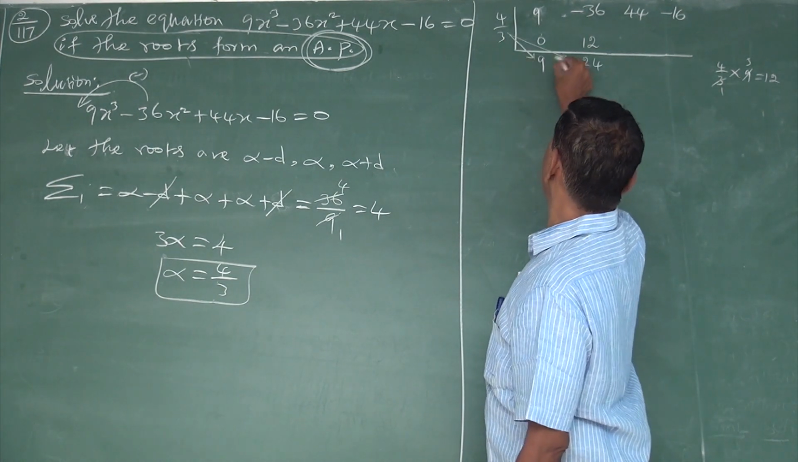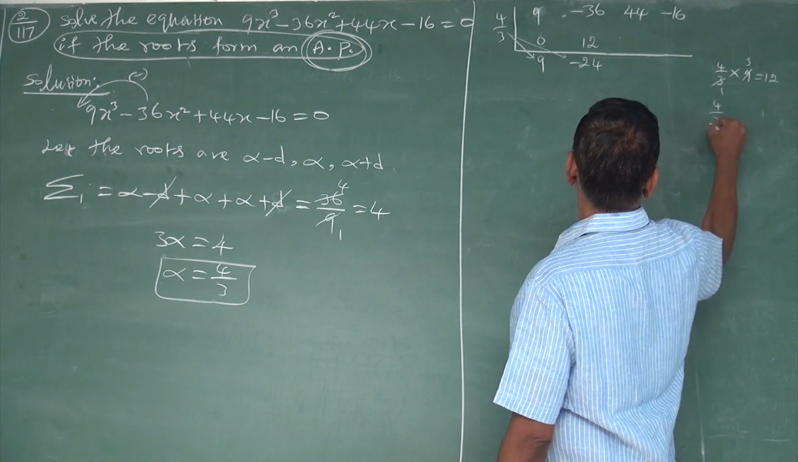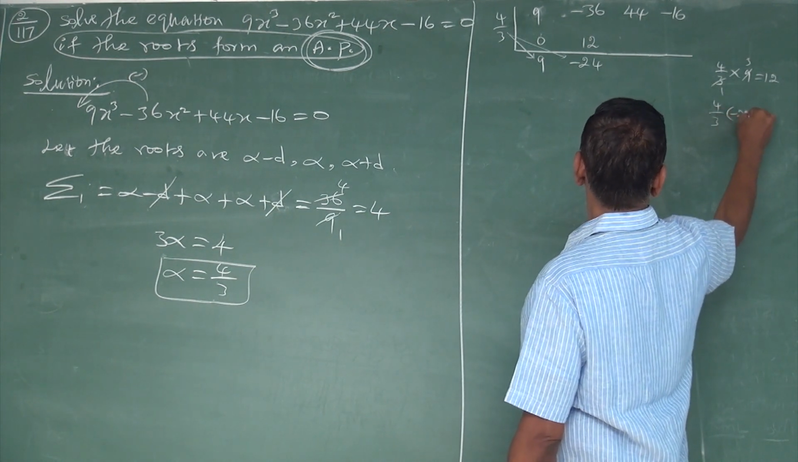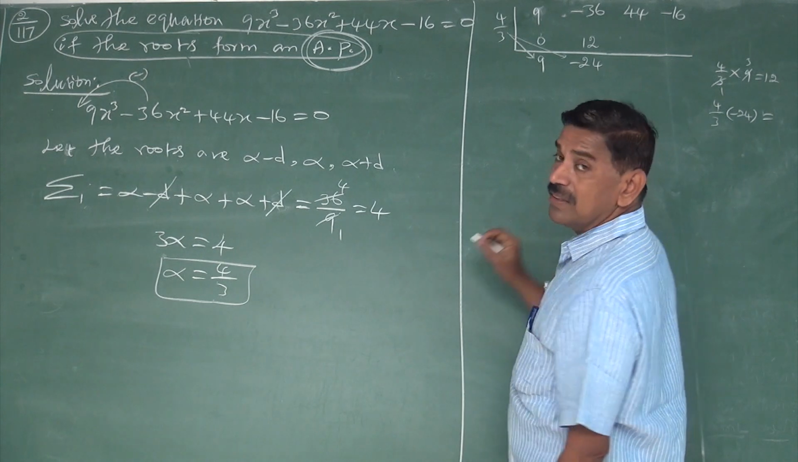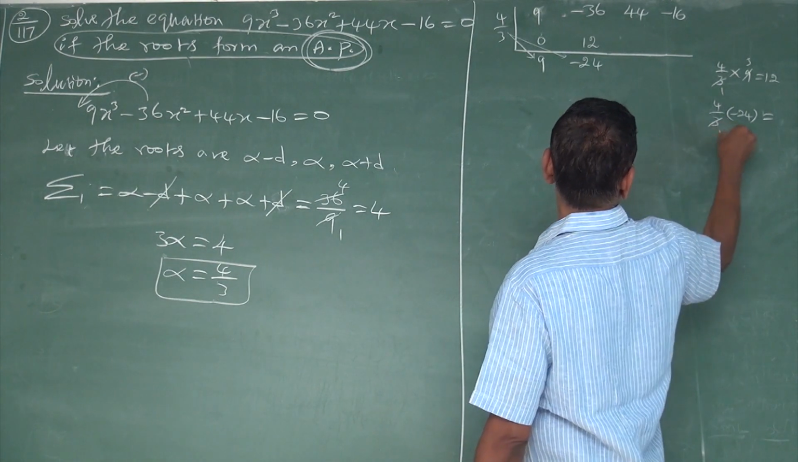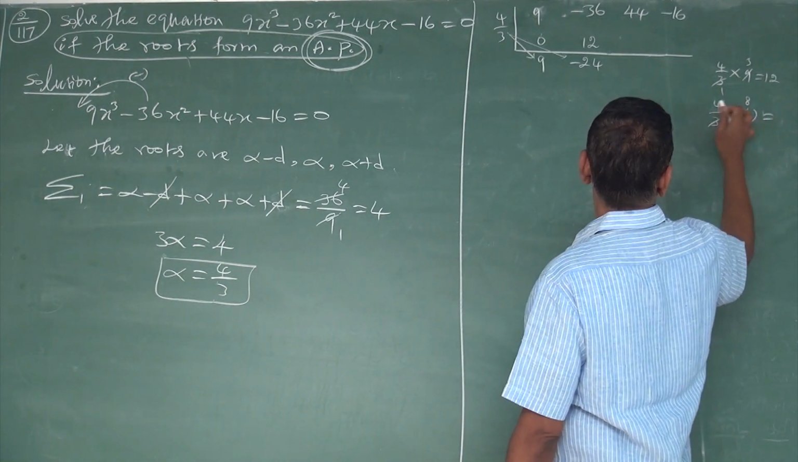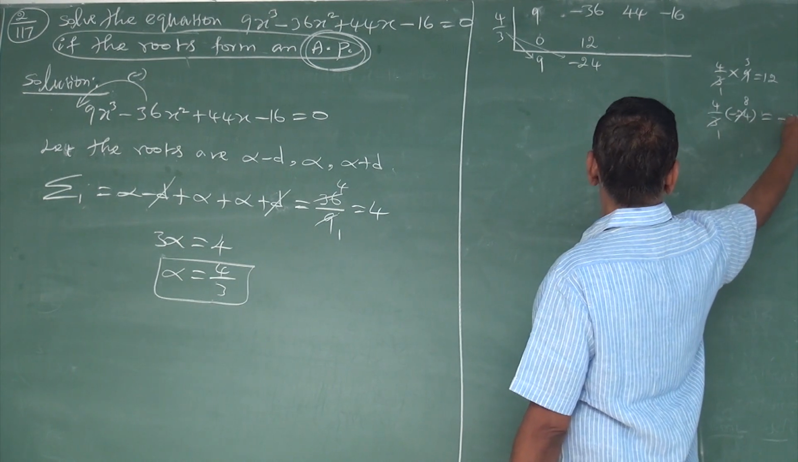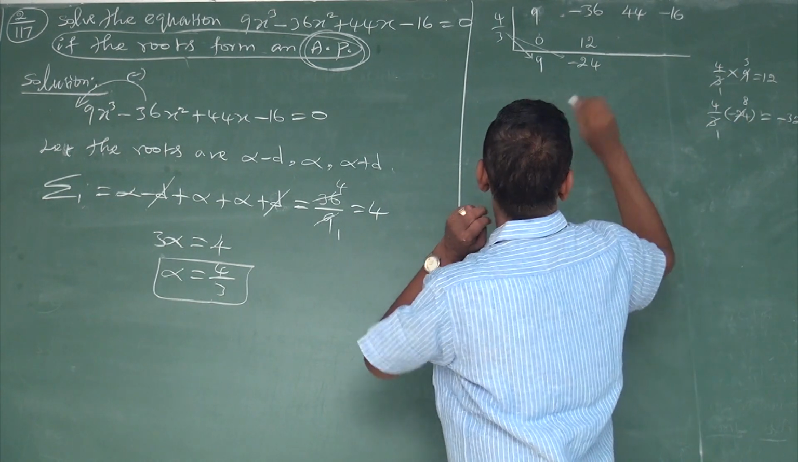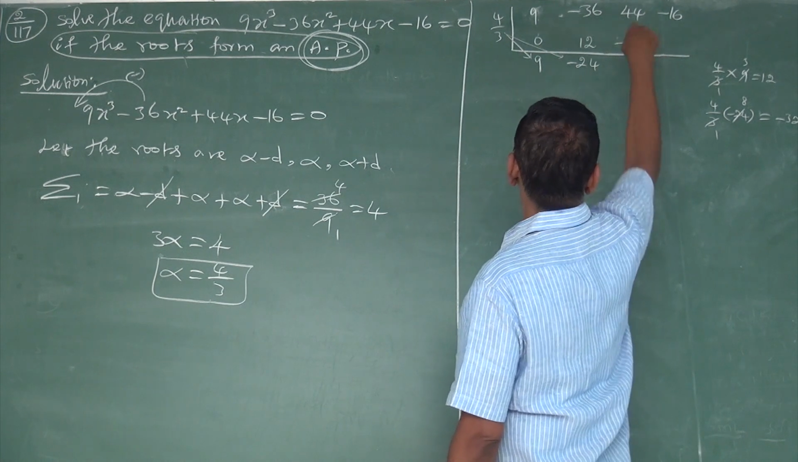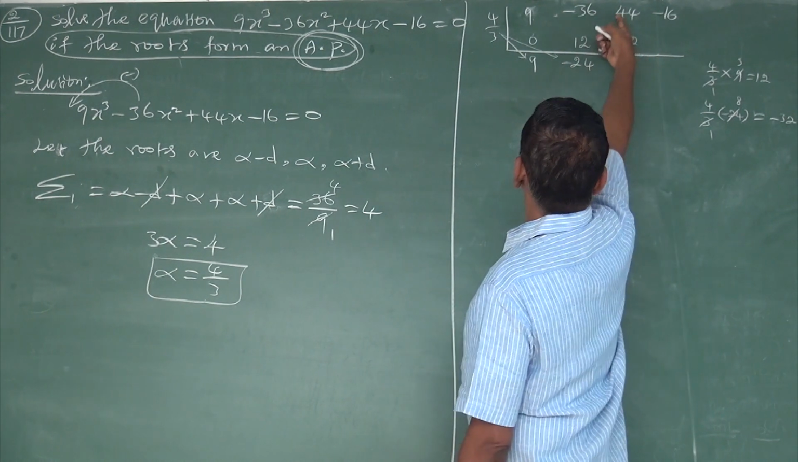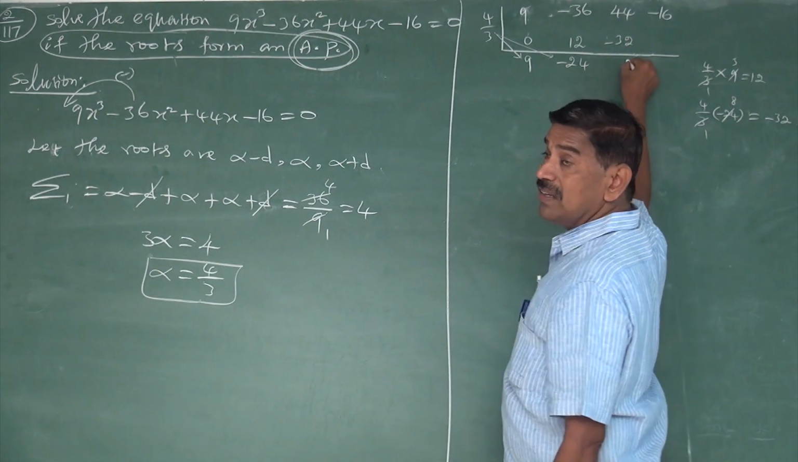Now next step, multiplication. Multiplication means cross multiply. Do the rough work: 4 by 3 into minus 24, which is equal to, very good, 1 3 is 3, 8 3s are 24 and plus into minus 32. Yes, your answer is correct. Minus 32. Write minus 32 here. Now, subtract, because positive negative, subtract. What is the answer?